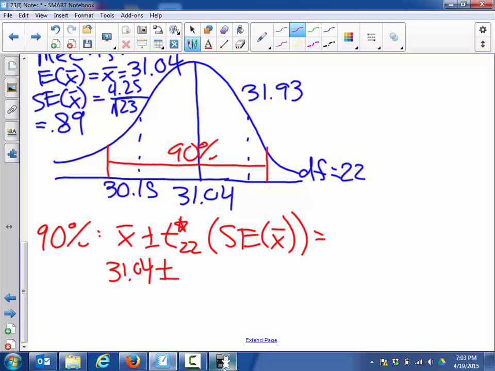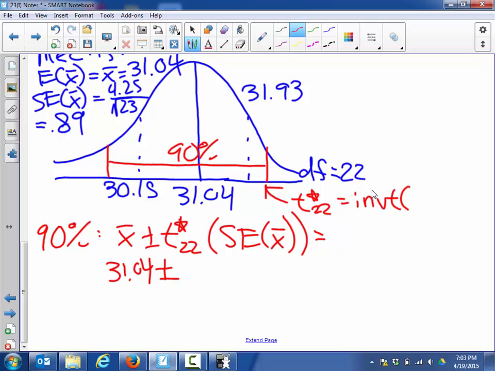Just to make sure that I'm doing this correctly, 31.04 minus 0.89, and there we go, 30.15. Okay. So we wanted a 90% confidence interval. So that's going to be past our standard error in either direction.